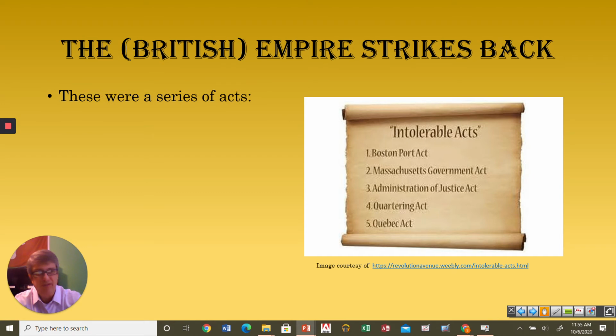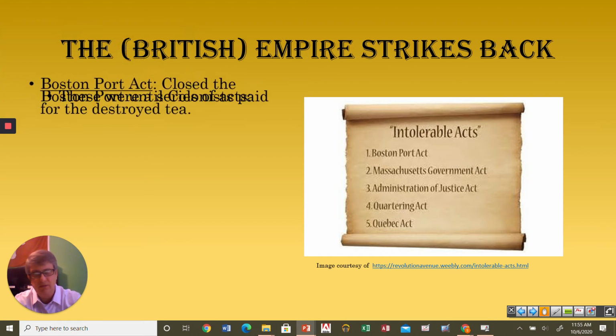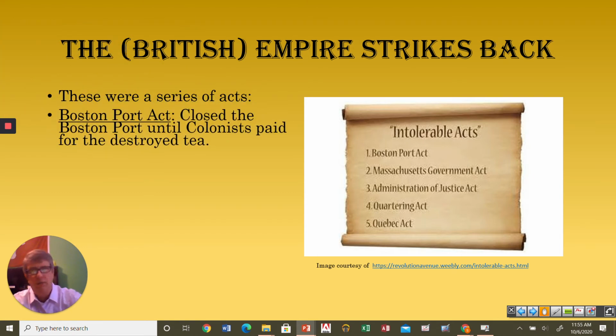So these were a series of acts. Let's go over some of them. One, the Boston Port Act. This closed the Boston port until the colonists paid for the destroyed tea.